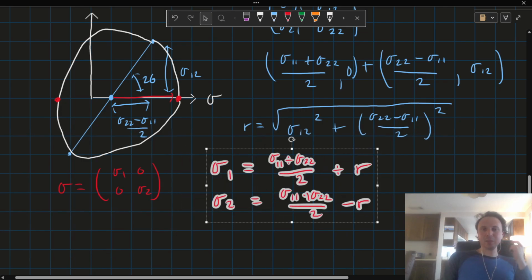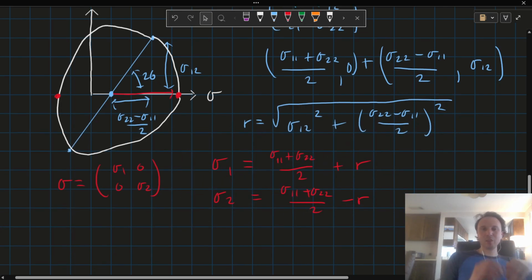And yeah, so that's the story. In 3D, it's much the same. You can do it along each component separately, and I'm happy to show you how to do that in office hours if you want.